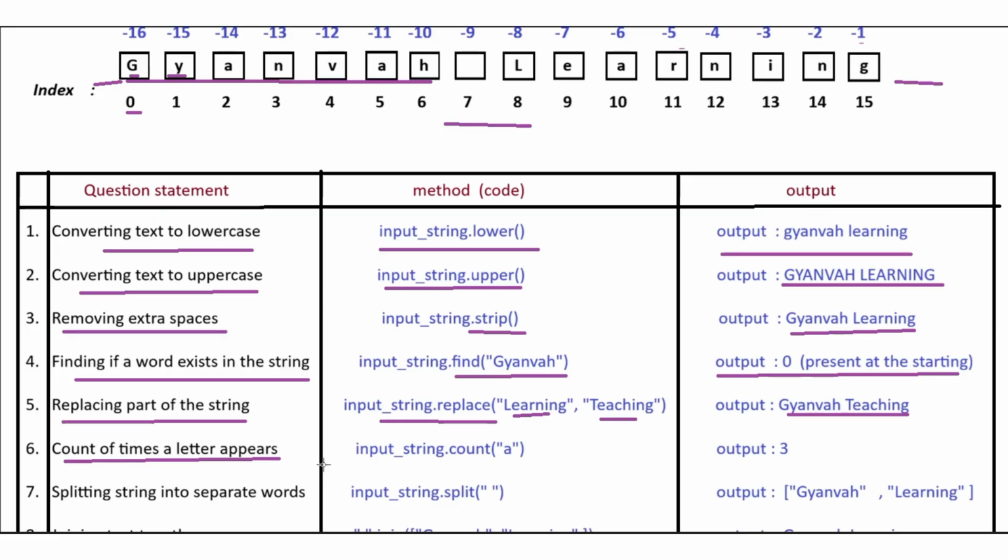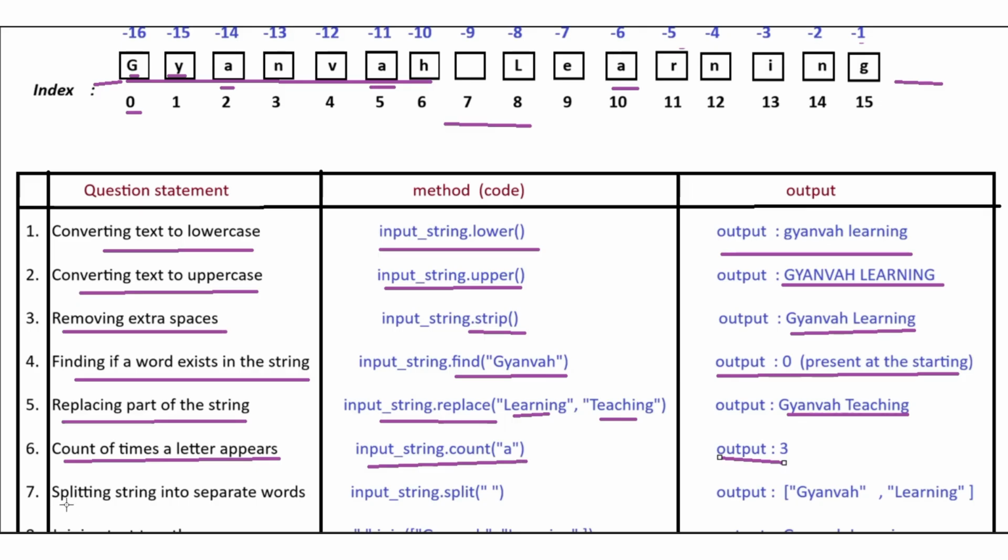Sometimes you want to know how many times a character appears in a string. For example, if we want to count how many times the letter A appears in Gyanvah Learning, Python gives us a method that counts it for us. This is useful in analysis tasks, useful in text scanning, useful in data cleaning, useful in pattern detection.